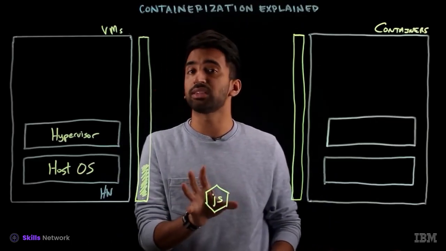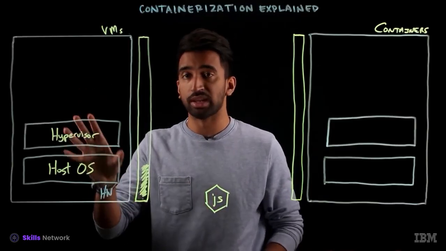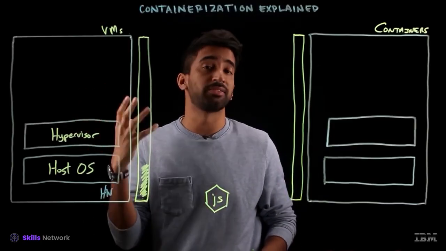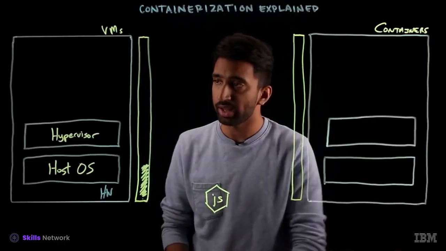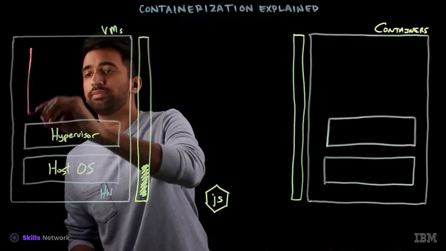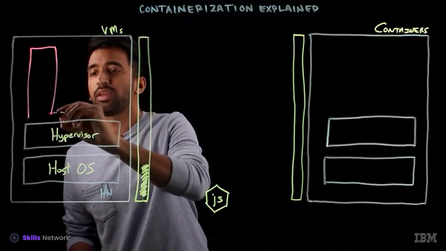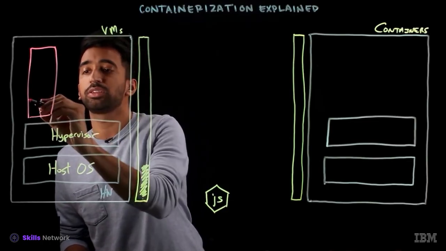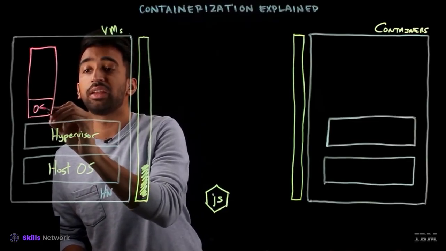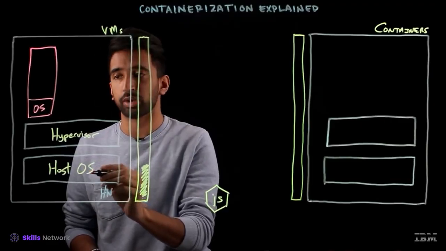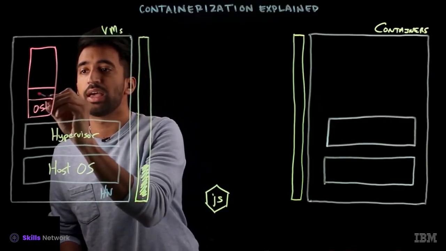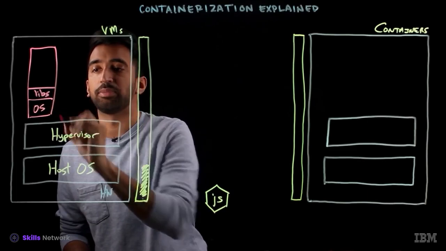Next, let's go ahead and take this JS application and push it in. And to do that, I need a Linux VM. So let's go ahead and sketch out that Linux VM. And in this VM, there's a few things to note here. So we've got another operating system in addition to the host OS. It's going to be the guest OS, as well as some binaries and libraries.